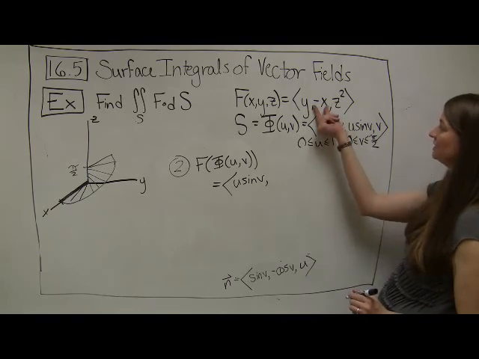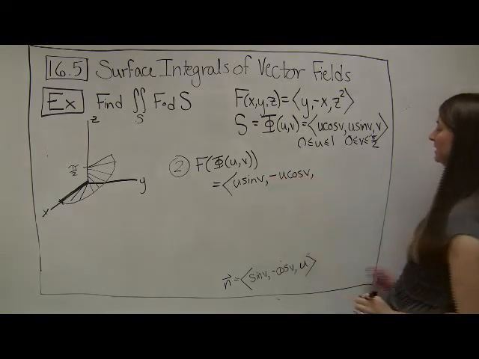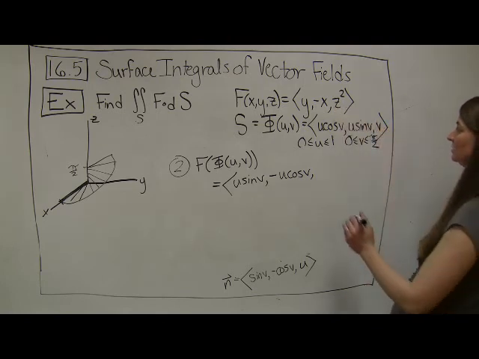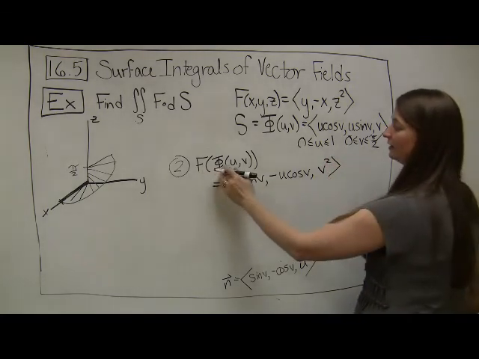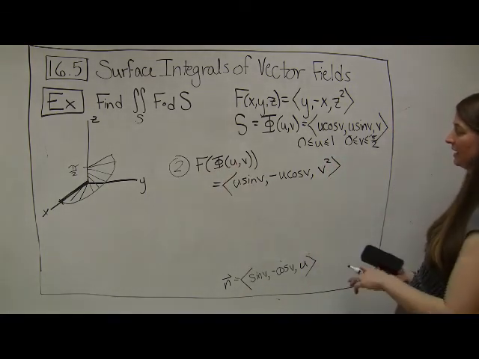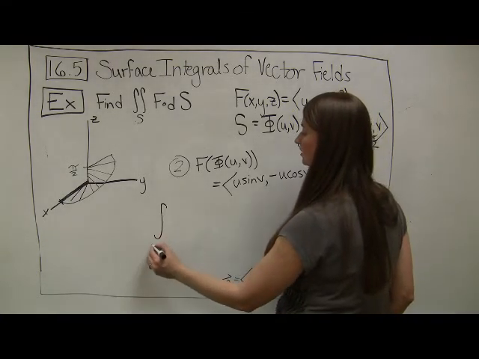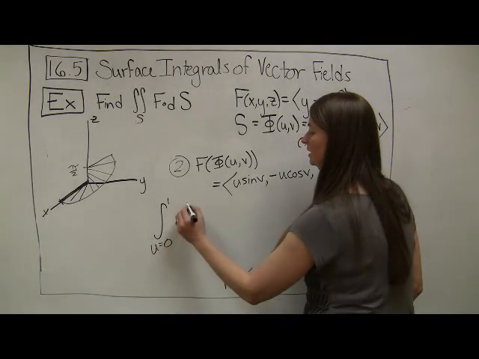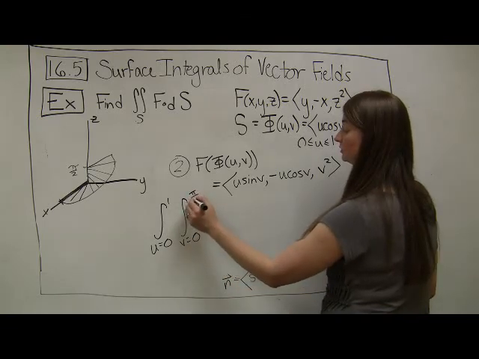My next component is negative x, so I'm going to look at my second component and plug in negative u cosine of v. And then my final component is z squared, and in this case z is equal to v, so I end up with v squared. So this is my F of phi of uv, and I'm able to write out my integral. In this case, we're integrating as u goes from 0 to 1. My v values are going from 0 to pi over 2.